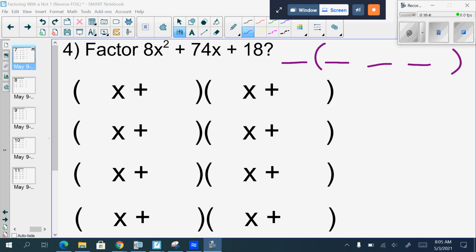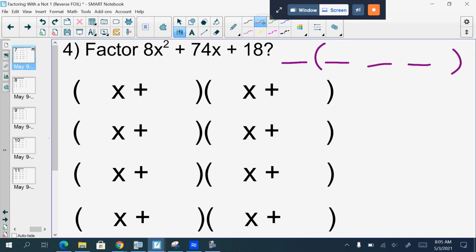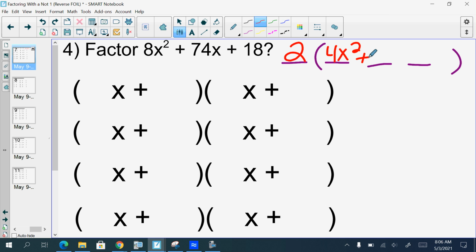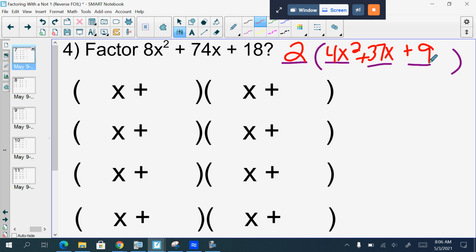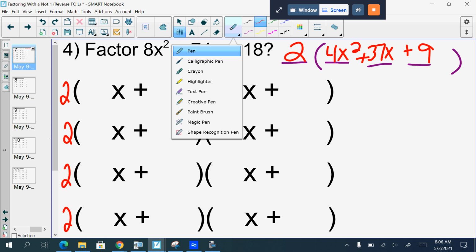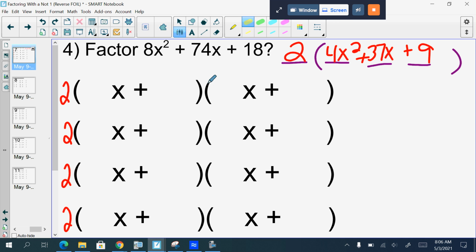They all have in common 2. They can all be divided by 2. So we're going to put 2 out front, which means we need to divide every term by 2. Now it becomes 4x squared, because 8 divided by 2 is 4, plus 37x plus 9. Are you with me so far? I just divided everything by 2. Now we're just going to put the 2 in the front of any combination we work with, and we're not going to worry about it anymore, okay? That's it. It will just be in the front in our final answer.